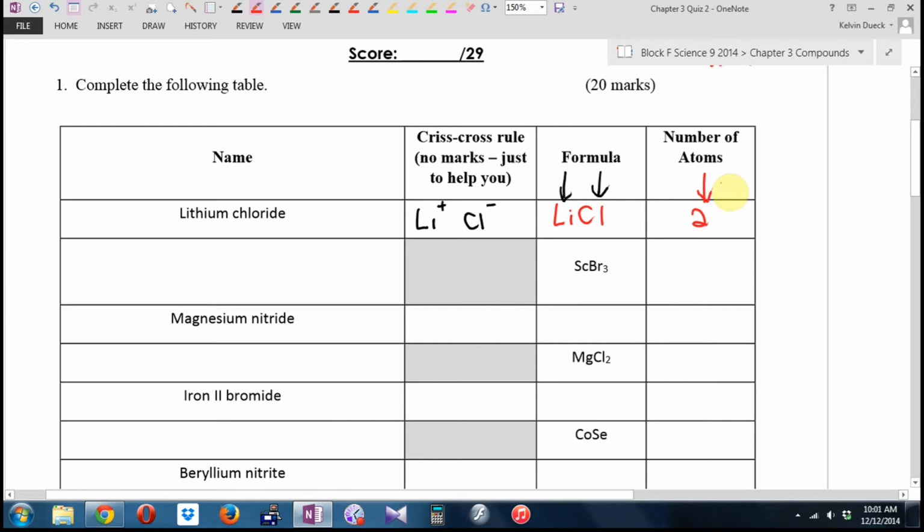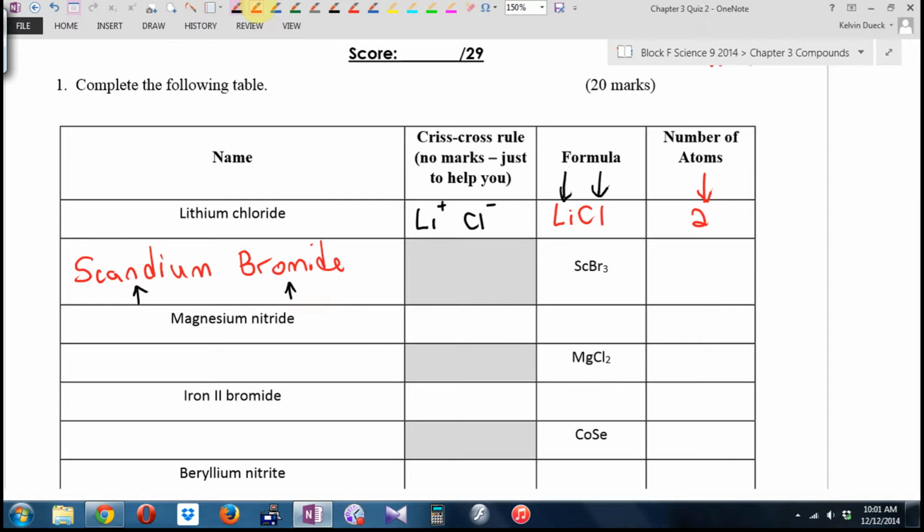Then you know what? No crisscross. In fact, it's just going to be scandium bromide. Half mark, half mark. How many atoms make up scandium bromide molecules? Well, I should be careful, by the way. Technically, it's how many atoms make up scandium bromide ionic matrices, crystal lattices, but anyways, 4.